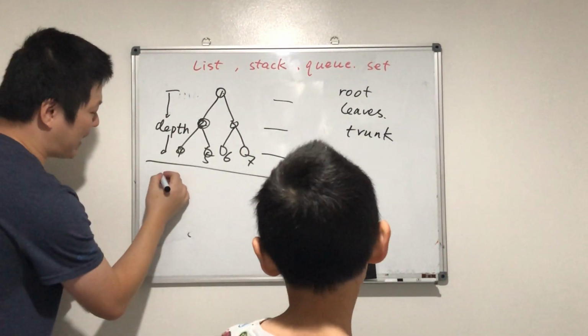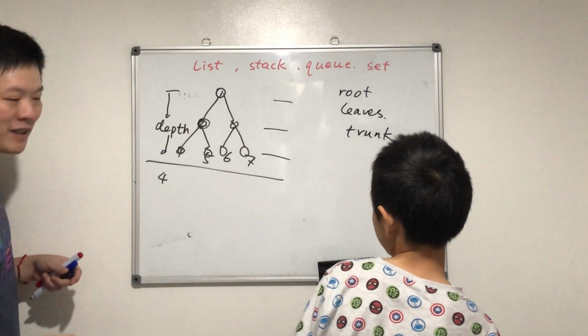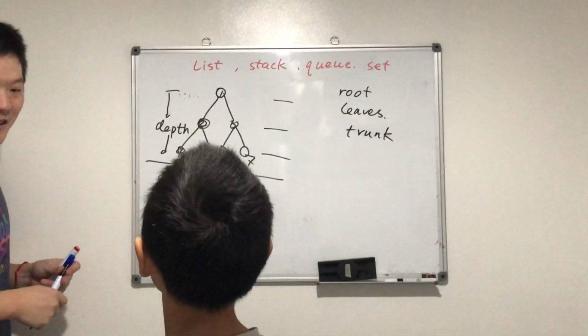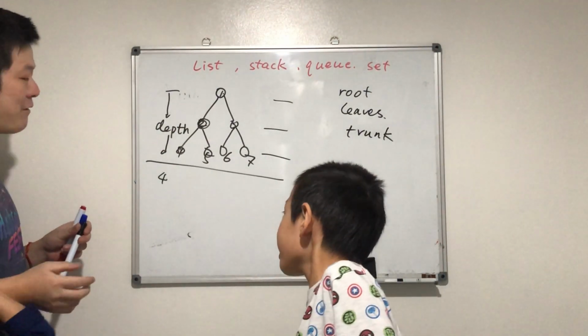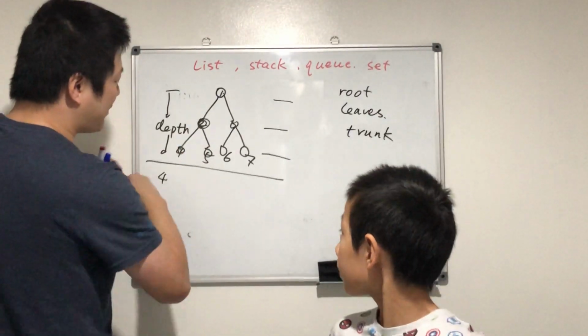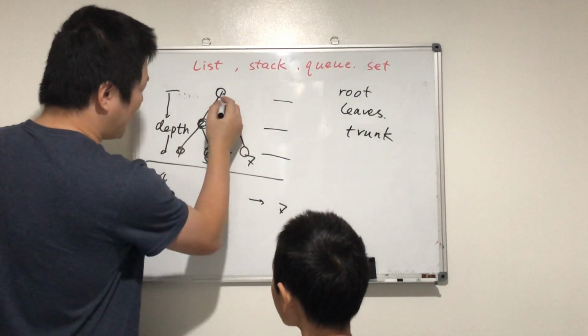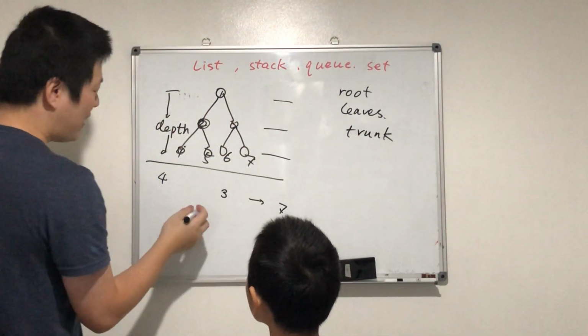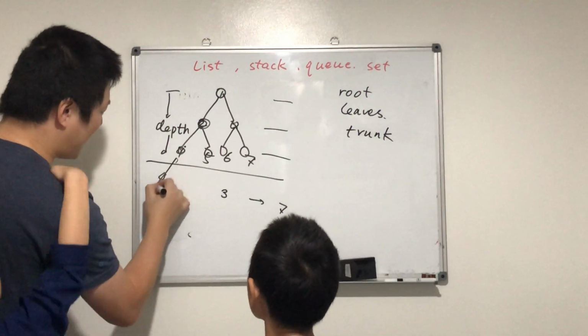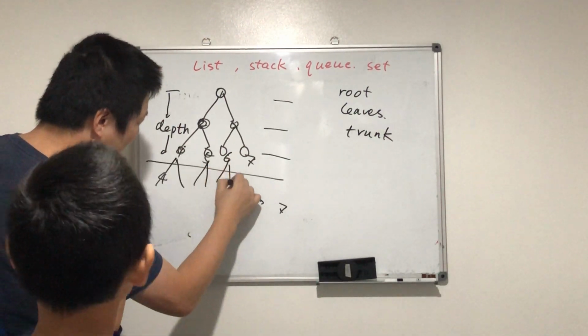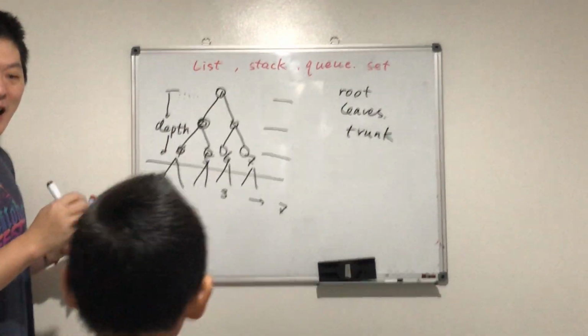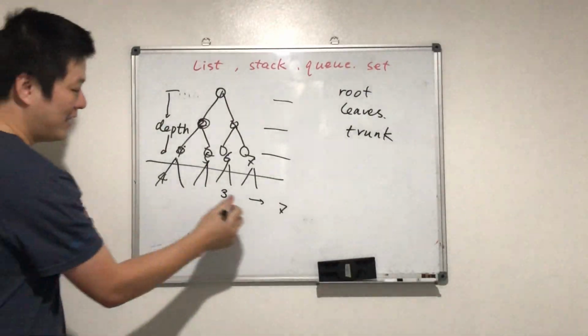And how about if the depth is 4? How many nodes are there? Look, if its depth is 3, the total nodes is 7: 1, 2, 3, 4, 5, 6, 7. If its depth is 4, we can have another 2 here, another 2 here, another 2 here, another 2. So how many is there? 15.